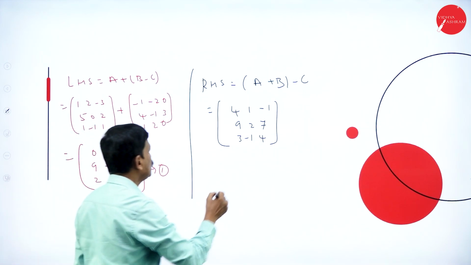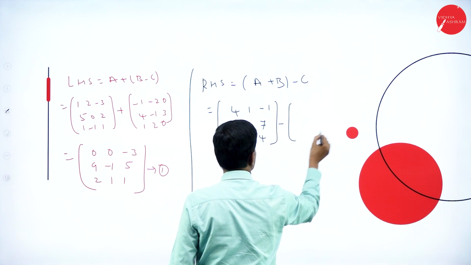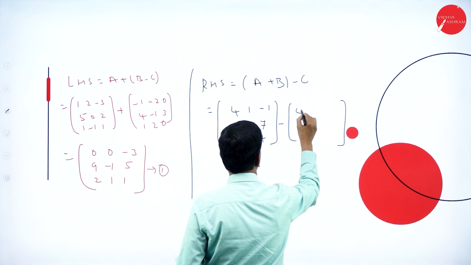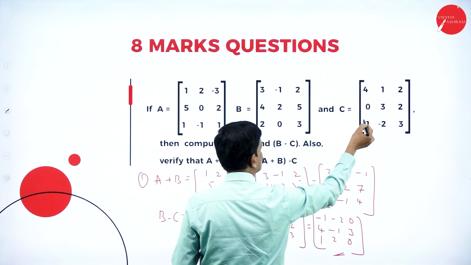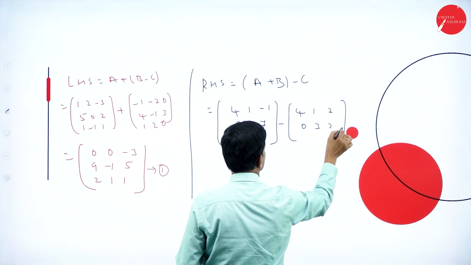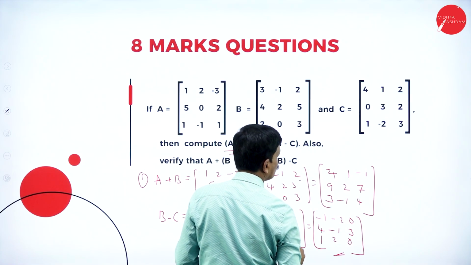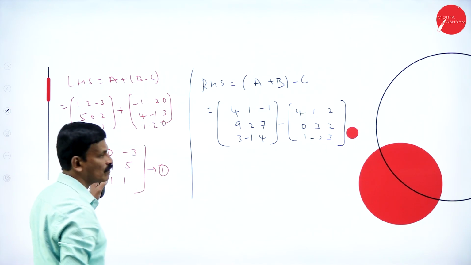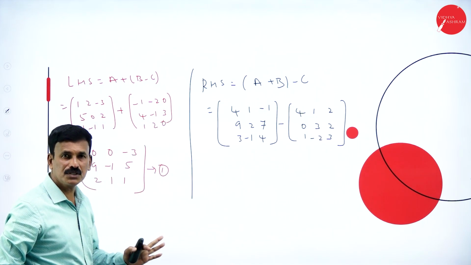Okay. Then minus C matrix. What is matrix C? C is 4, 1, 2. Then 0, 3, 2. Then 1, minus 2, 3. So, if you subtract, you will get the same answer. If you get the same answer, then they are equal.